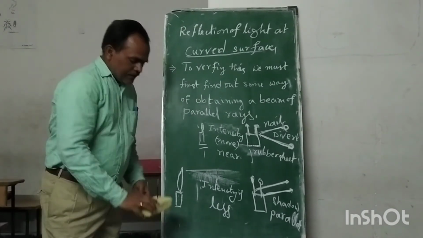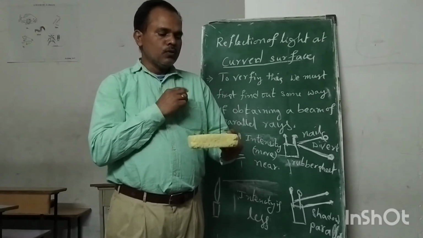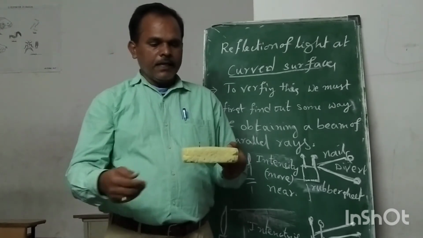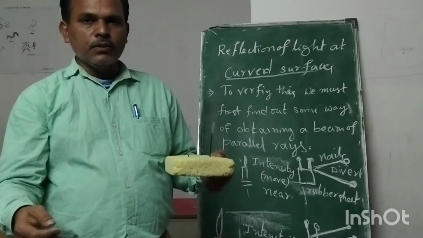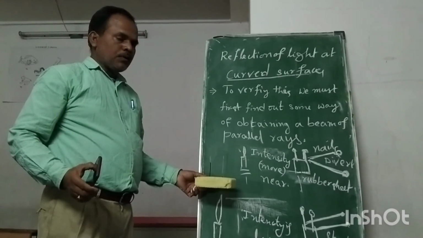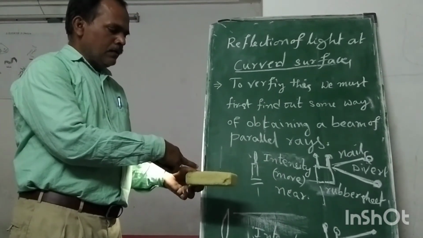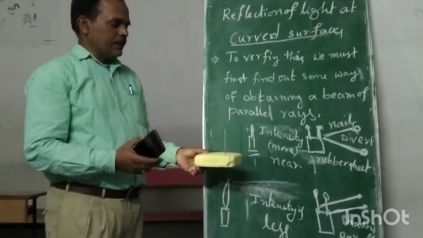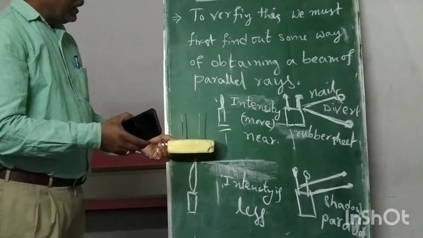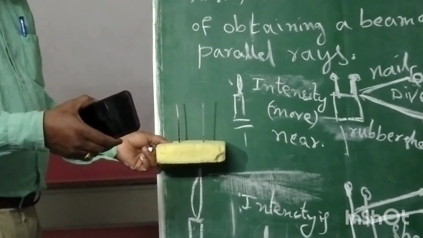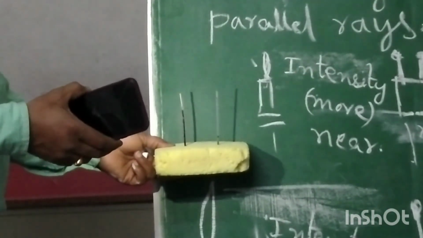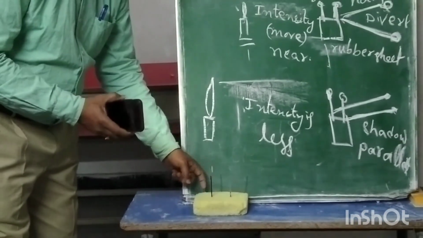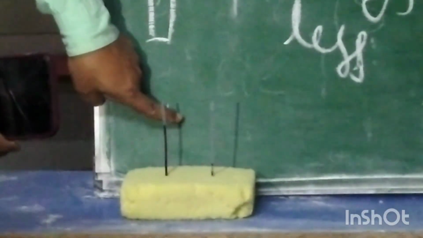We are discussing that. Similarly, if two nails are inserted into the rubber sheet, then what will happen? If the light ray is on the light source, suppose two nails are inserted into the rubber sheet, then what will happen? Practically we are observing. Now, very far away, the shadow is formed parallel. Observing carefully, the shadow is formed parallel.